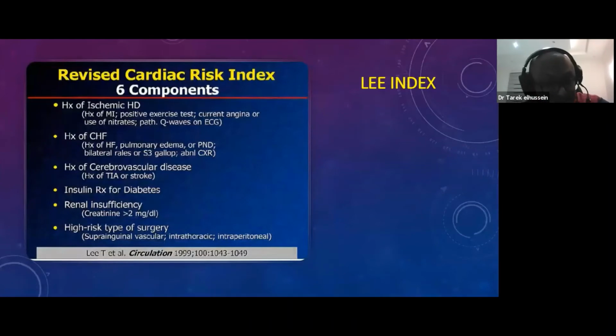This is the Lee index. Again, it was published more than 20 years ago. It's a very widely applicable index that we are using nowadays. And as we said, in the revised cardiac risk index, we look at those who have established ischemic heart disease, established heart failure, history of cerebrovascular event, diabetics who are on insulin, and also those who have a serum creatinine more than 2, and the higher risk of surgery.